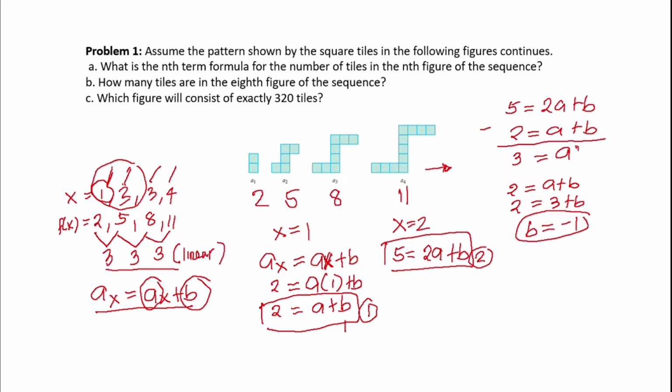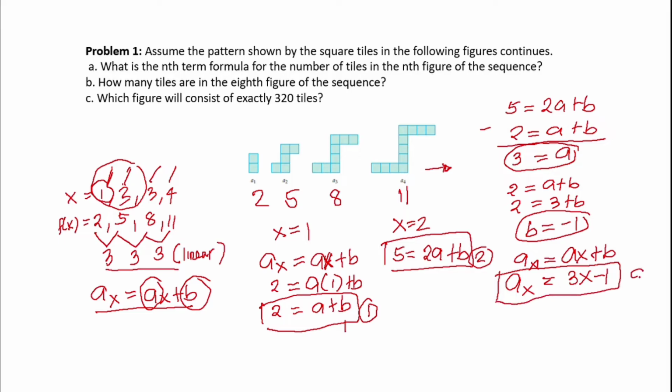So we have now a and b. At this time, we substitute the values into the equation f(x) = ax + b. What is our a? You have 3x and b is -1. Therefore, our equation is f(x) = 3x - 1. And this is the answer for letter A. Okay, so this is the answer for letter A.